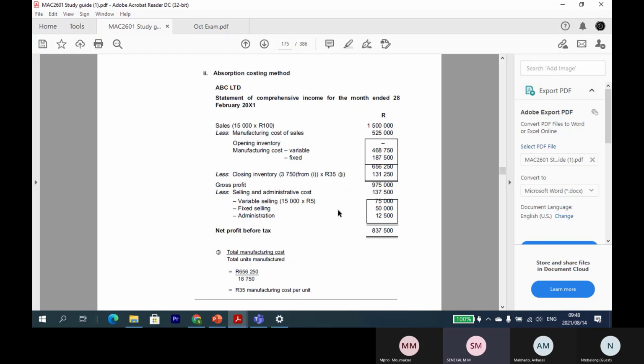That amount is exactly the same as in the direct costing method. Your fixed selling cost and your fixed admin cost are also exactly the same. And then I came to a net profit before tax of 837,500.